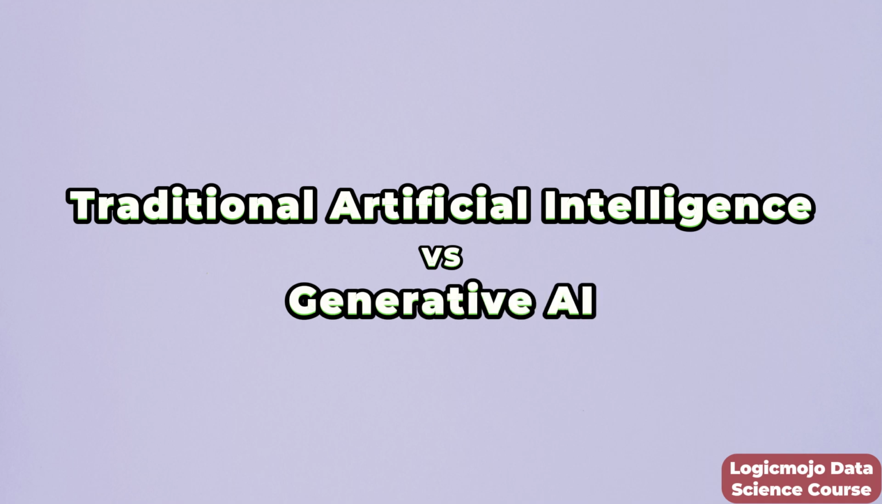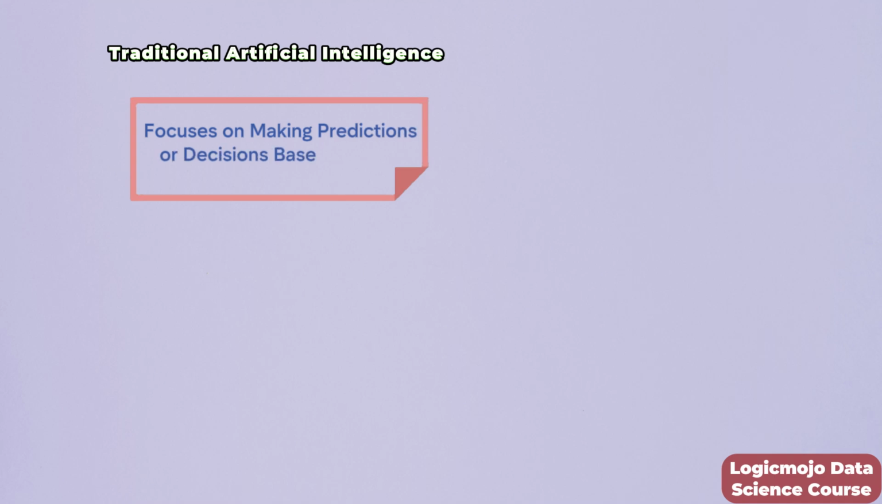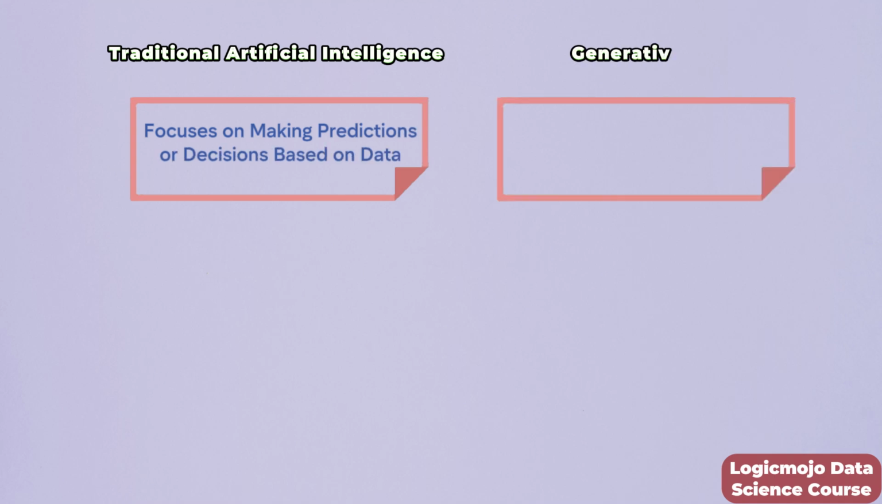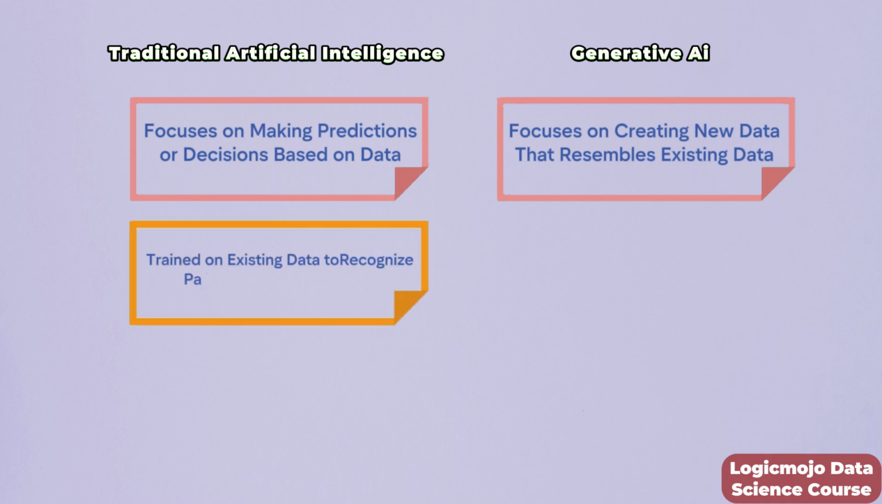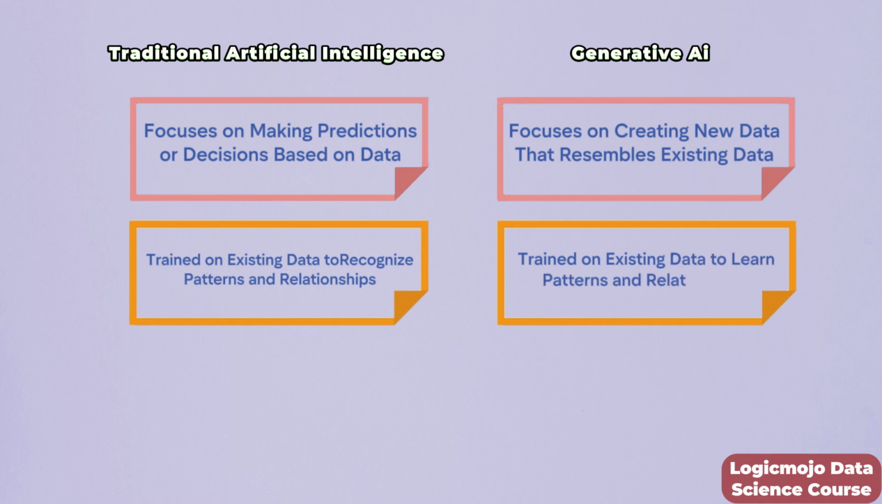So the basic difference between traditional artificial intelligence and generative AI is that normal AI focuses on making predictions and decisions based on existing data. But Gen AI focuses on creating new data that resembles the existing data. Basically, you are using the existing data and trying to create new data from it. Similarly, traditional AI is trained on existing data to recognize patterns and relationships, while Gen AI is trained on existing data to learn new patterns and relationships.